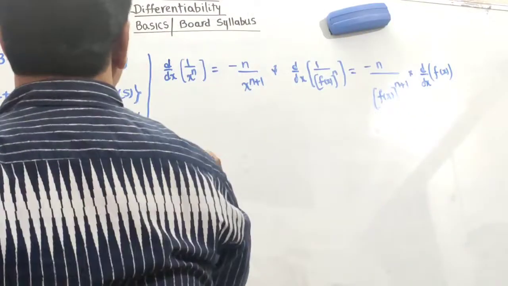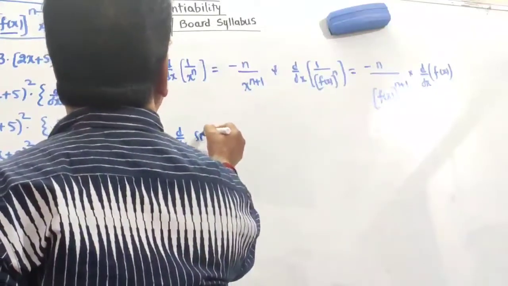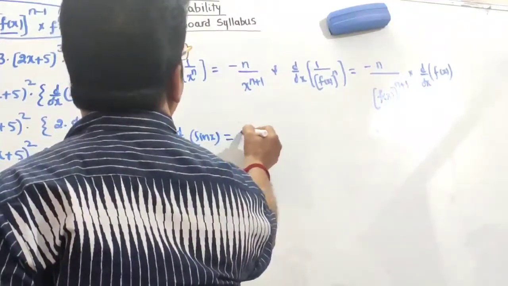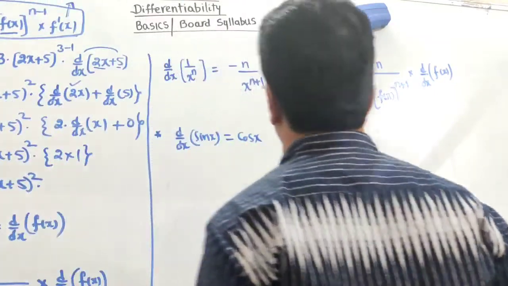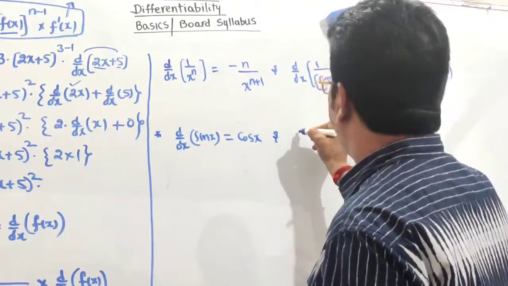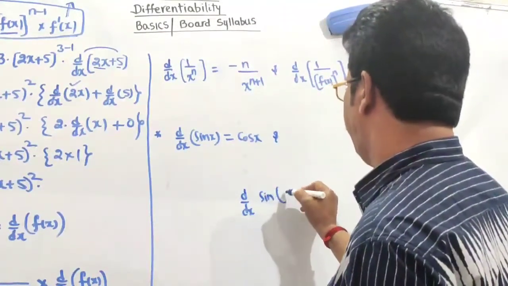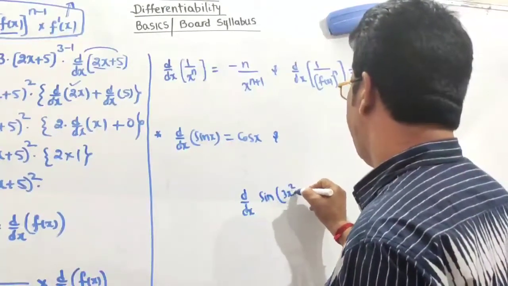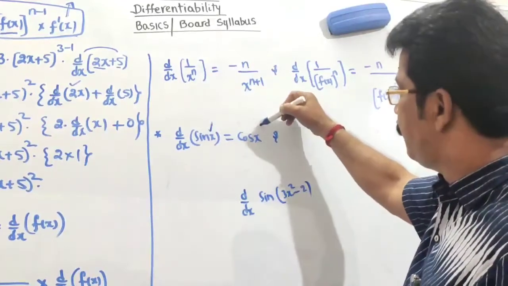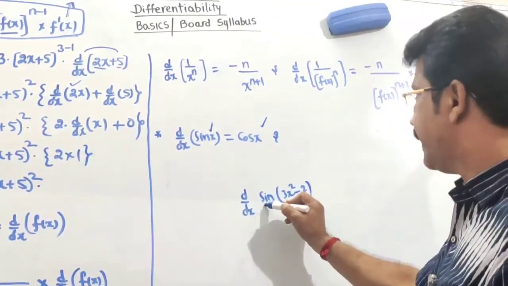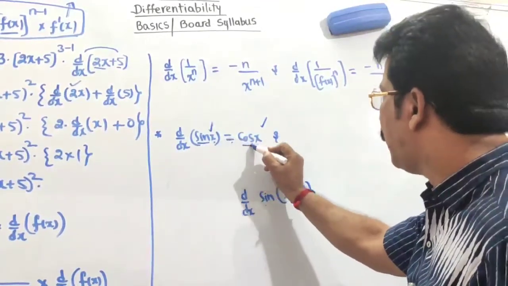Now let us consider the trigonometric functions. d by dx of sin x is what? Already I said it is cos x. This is the simple direct application. Okay. Next, for example, our question is d by dx of sin of 3x square minus 2 is what? d by dx of sin of x equal to cos x.